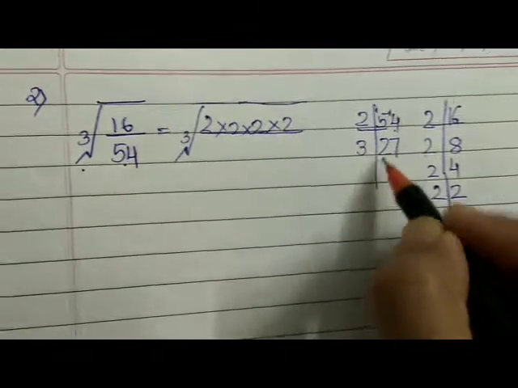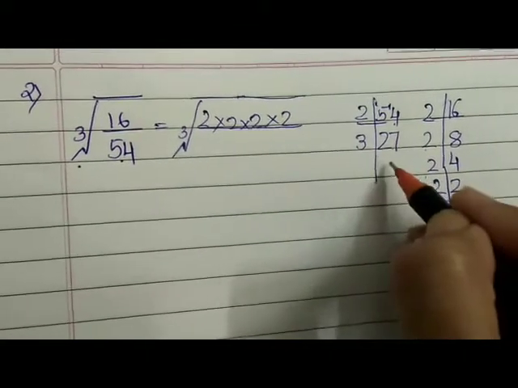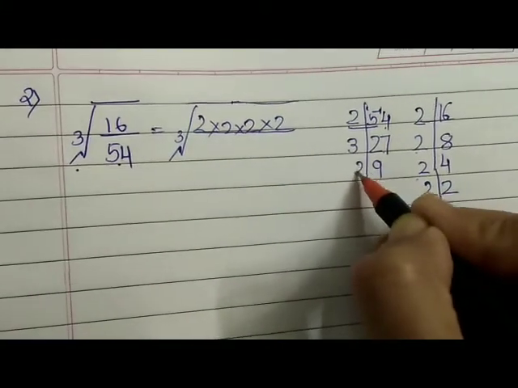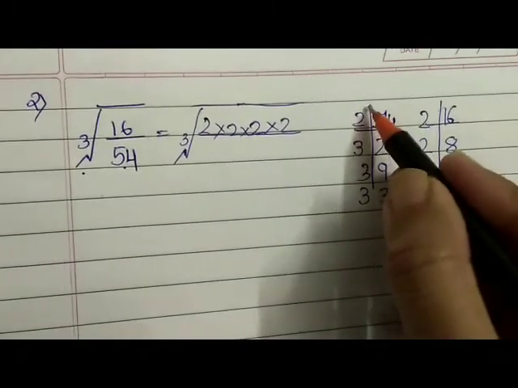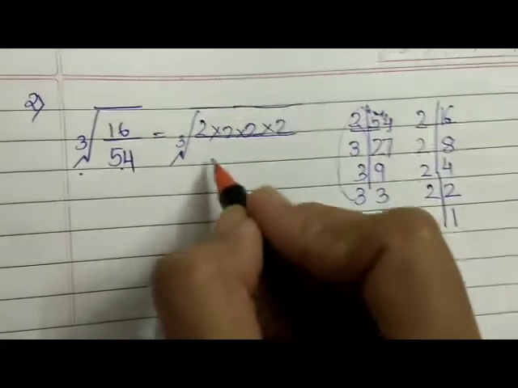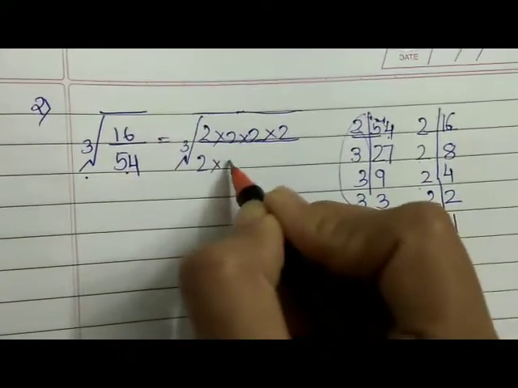So we'll divide it by 3, the next prime number. 3 9s will give you 27, 3 3s will give you 9 and 3 1s will give you 3. So here we have got the factors of 54. So let us write it down.